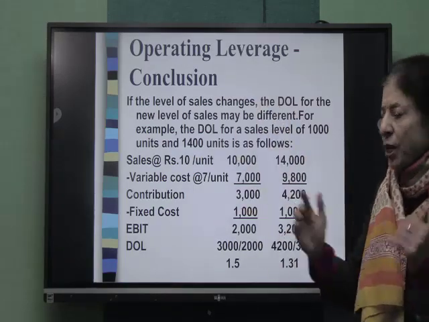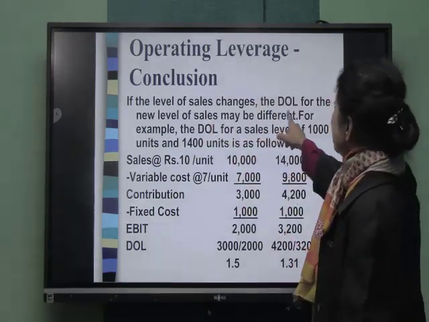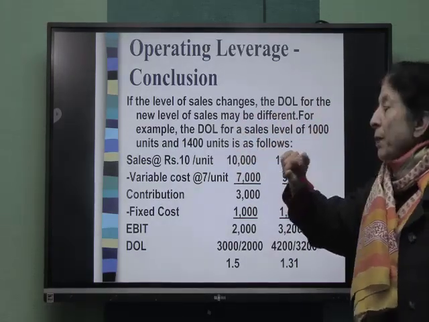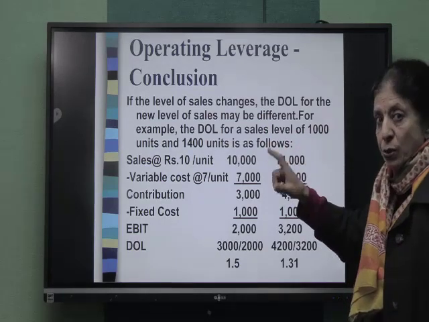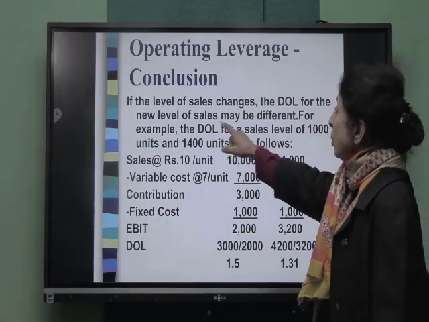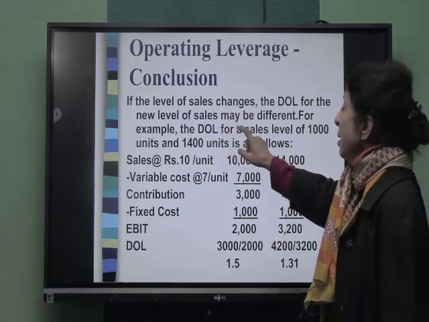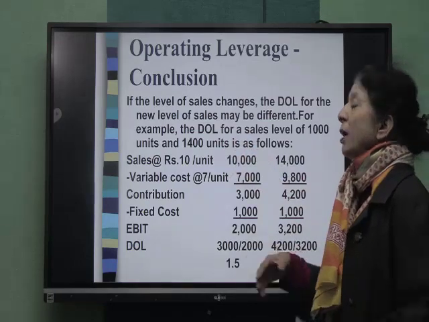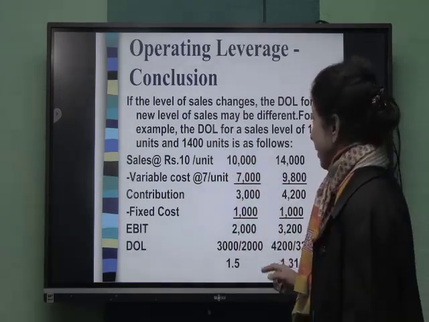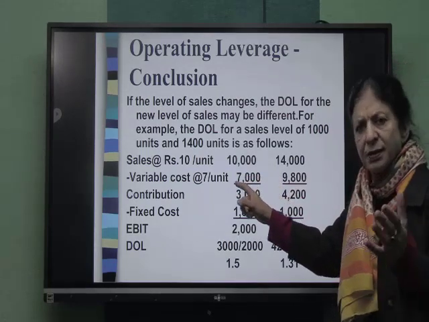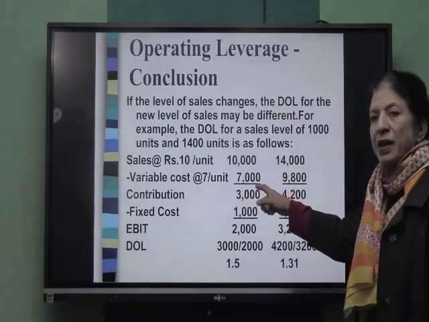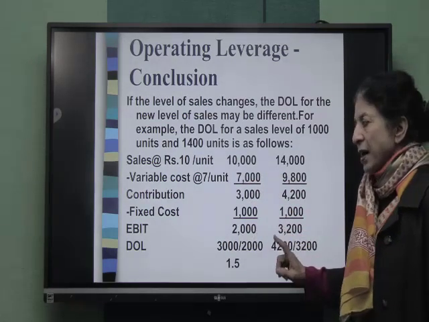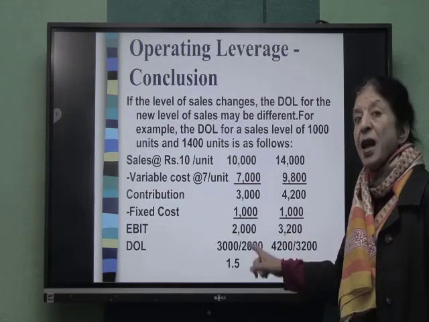Now, just see, I'm taking another example to tell you how it will change at various levels. If the level of sales changes, the DOL for the new level of sales will be different. In the previous example, I had taken 1,000 and 1,400 units. Look carefully, the new level of sales may be different. For example, DOL for a sales level of 1,000 units and at 1,400 units is as follows. That is 10,000 minus 7,000, the variable cost, CM came, from CM we subtracted the fixed cost, and EBIT came. So we have calculated DOL at a particular level.